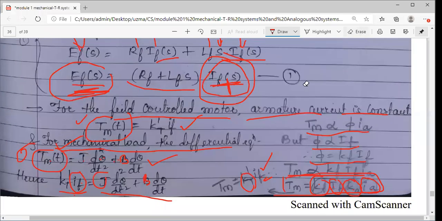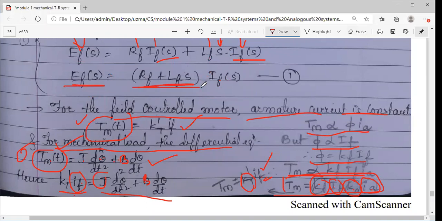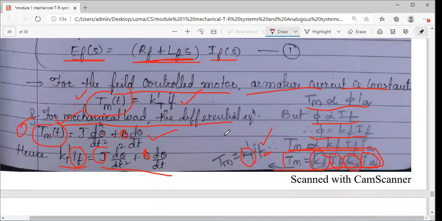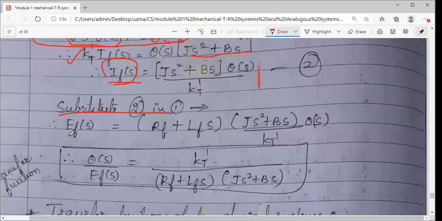If I do that, substituting equation 2 in equation 1, I will get EF of S is equal to, so how many terms are there? You check it. You have EF of S, you have one bracket term RF plus LFS and IF of S. So EF of S is equal to one bracket term into, in place of I, what I have substituted is the IF that came in the second equation. Now how can you simplify further? Observe, I want theta by E.